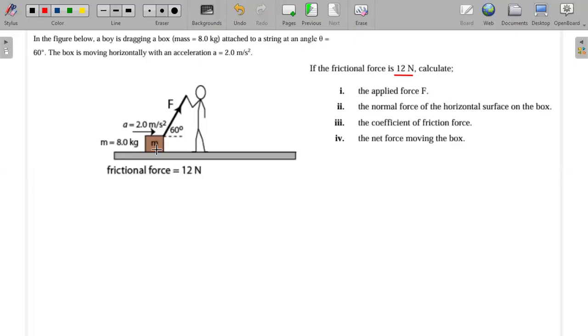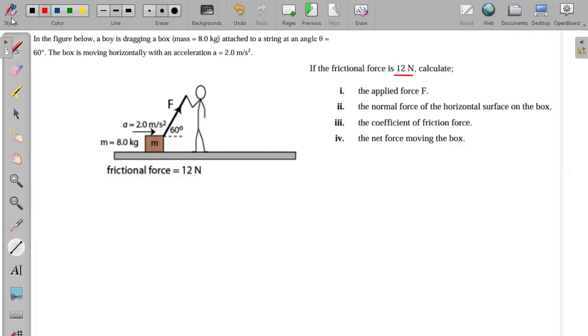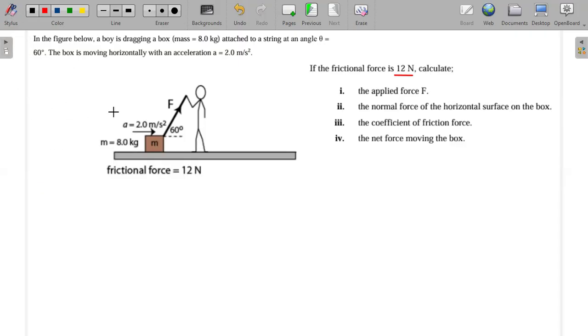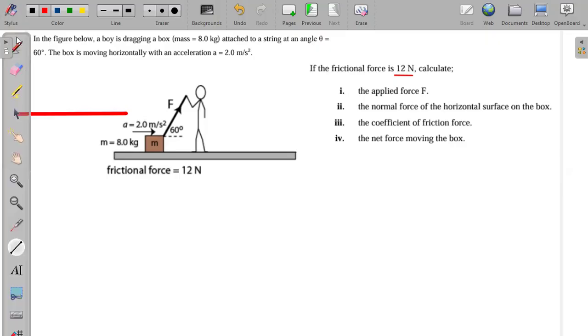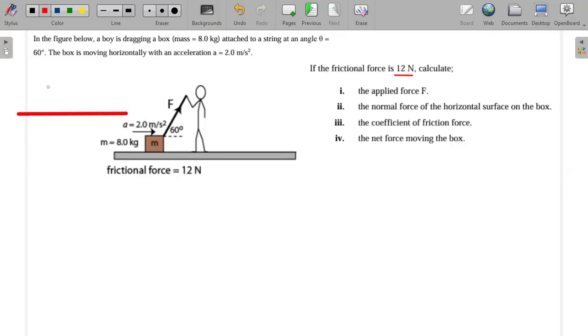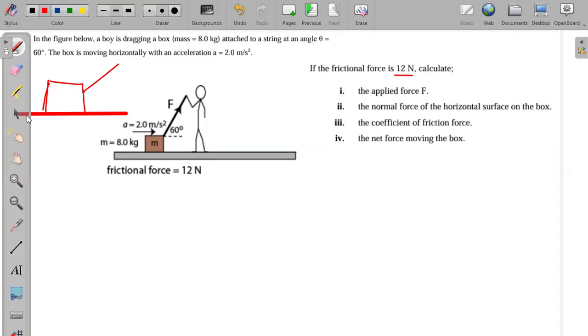So first things first, we're supposed to draw a free body diagram when you've been given such a question. So I'll just draw a very small free body diagram here. Then you have your box as such. Then there's a force that is being applied here at an angle of 60 degrees.